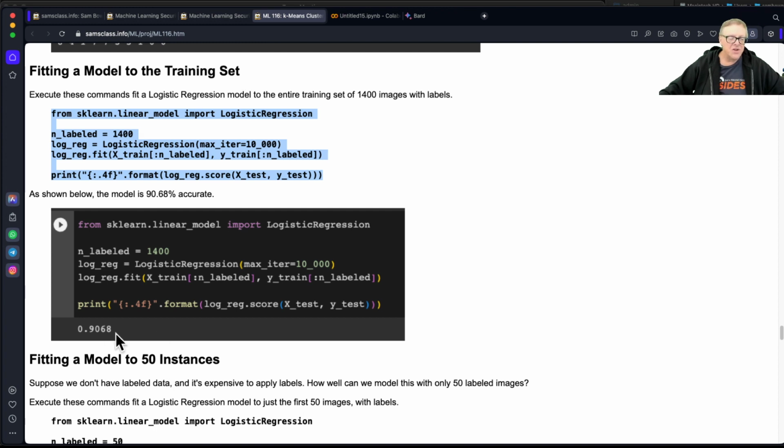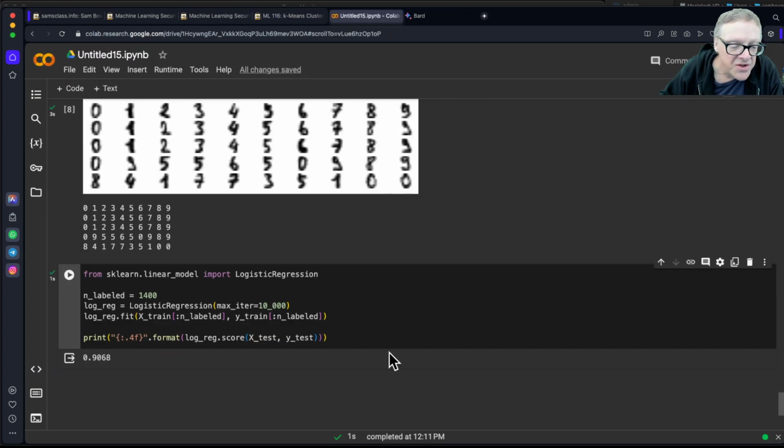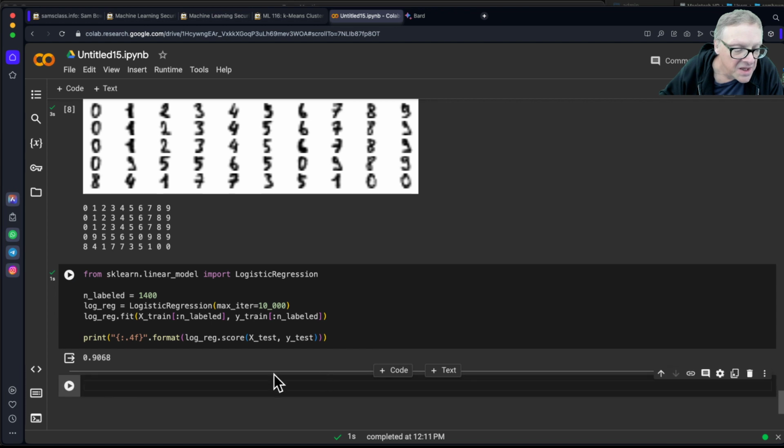All right. Now, if we fit a model to only 50 images instead of the 1,400, then logically you would expect your model to be less successful if you used less of the data to train it. So let's see that.